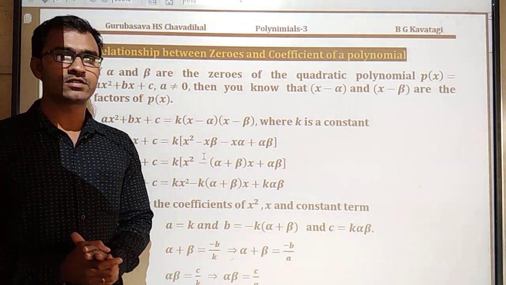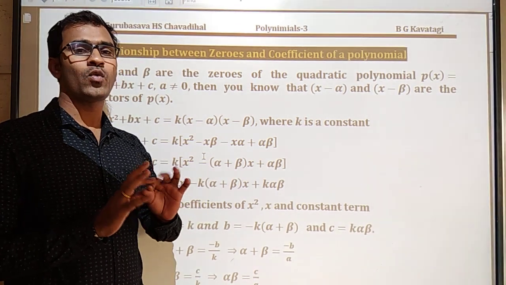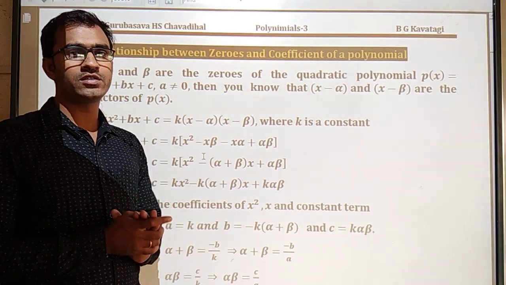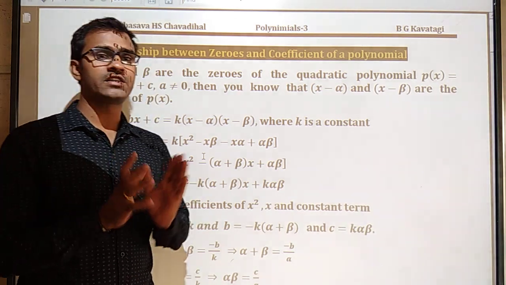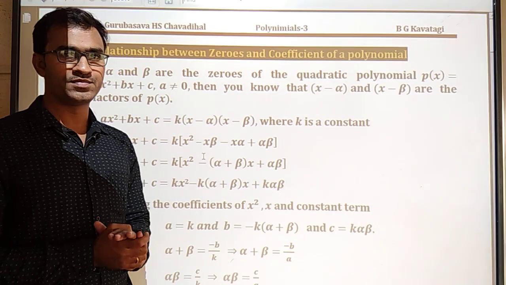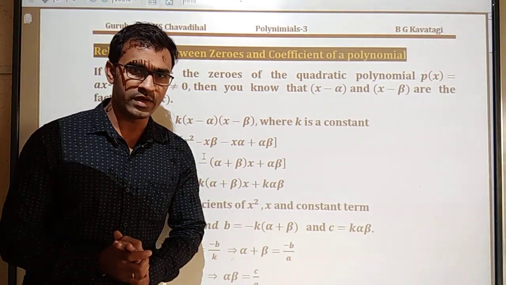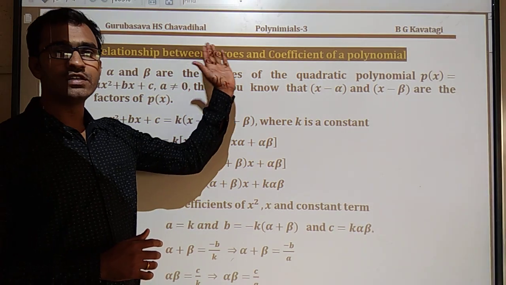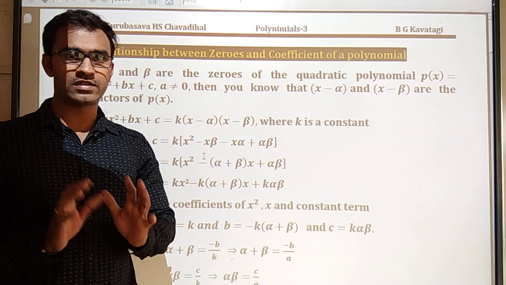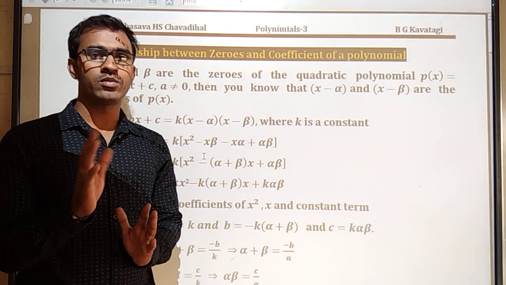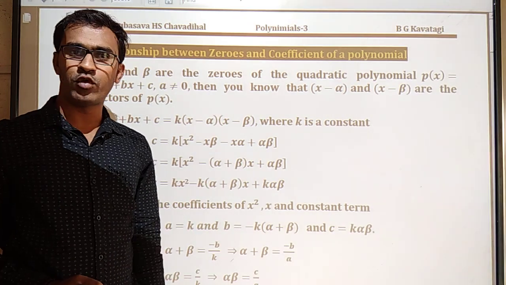In my previous classes, we have already studied the polynomial definition, linear, quadratic and cubic polynomial definitions, zeroes of a polynomial, and also solved the first exercise in the polynomials chapter. In this class, we will study the relationship between the zeroes of a polynomial and the coefficients of a polynomial, right?